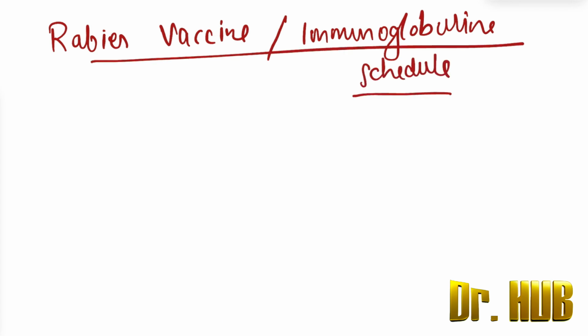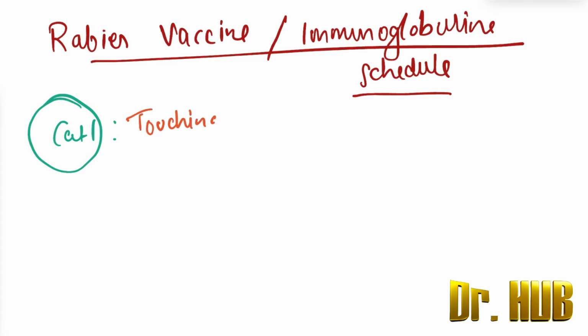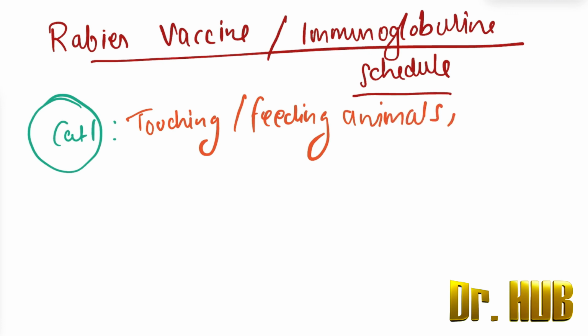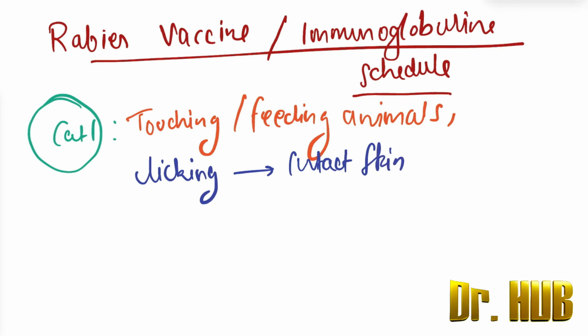So first, to begin with, we look at some categories. It is divided broadly into three categories of how the injury takes place. In category 1, it includes touching or feeding the animals and also licking the intact skin. So this takes place and there is no exposure.